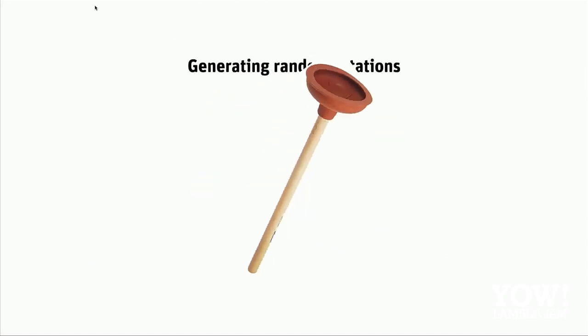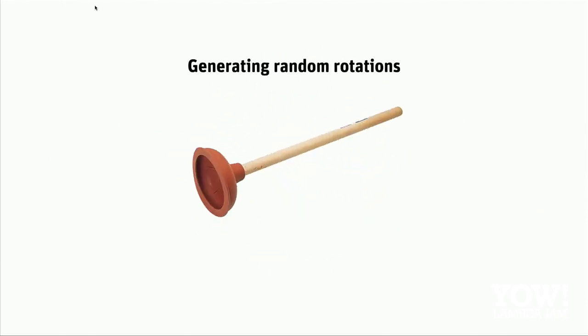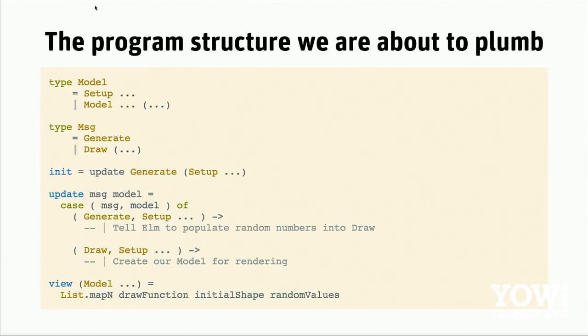OK, so generating random rotations. Pure functions, random numbers, how does this work? It's a bit weird. Elm gives you this awesome tool called the plunger. And we're just going to take the plunger and do this, right? So it's going to be OK. We can do it together. Right, so the program structure we're about to plumb looks like this.